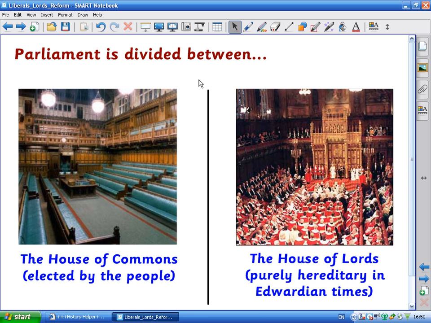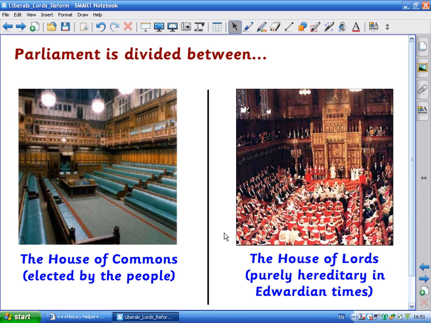Now the Parliament is divided, and still is today, and was in the Edwardian times, between the House of Commons, which are elected representatives known as MPs, elected by the people, and then the House of Lords, which is known as the upper chamber. Now in Edwardian times this was a hereditary thing, so if you were a duke or an earl, some sort of nobleman, it was a title that you had inherited from your father, and you would therefore get your seat in the Lords by virtue of your family, and not because you'd been voted for by the people.